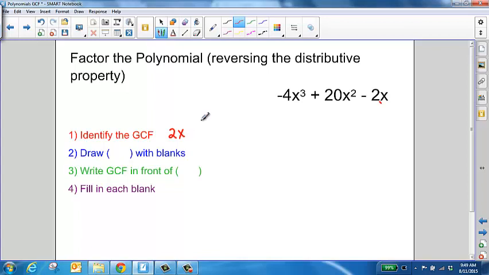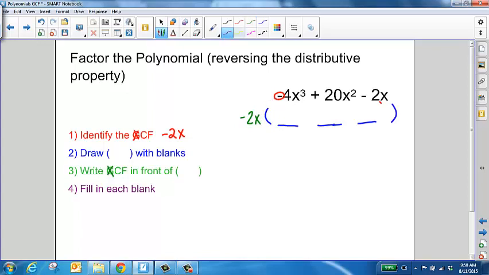But now, if we take a look, this leading coefficient here is negative. So we need to actually factor out the negative with that 2x. So this is no longer going to be called a greatest common factor because it's negative. We're just going to call it a common factor. So we're going to draw our parentheses, and since this expression is a trinomial, we're going to put 3 blanks in our parentheses. Then we want to bring our common factor of negative 2x out front.